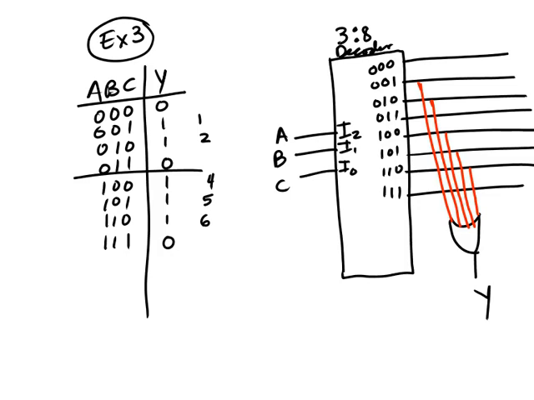So I can use a decoder to implement some arbitrary equation, add an OR gate, and then pick off the outputs that I need, the minterms that I need for that function.